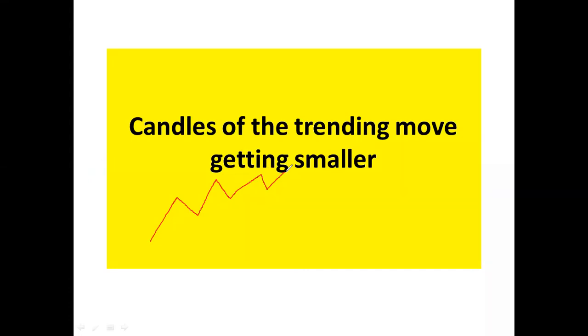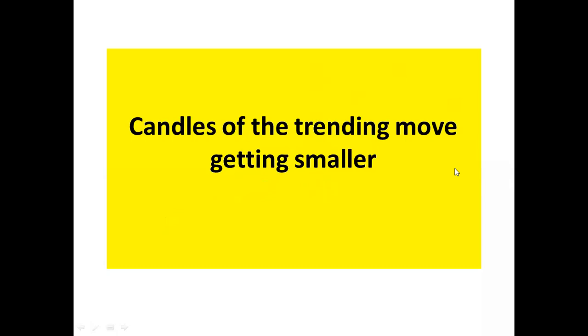Then all of a sudden you start seeing that the trading move is getting smaller. There's still a correction, it goes up again. It didn't continue with this same pace, rather there is another, bigger correction, it goes up again, doesn't continue, and there is another correction. So that means the candles of the trading move are getting smaller. That's one of the things that will help you know that a trend is about to come to an end.